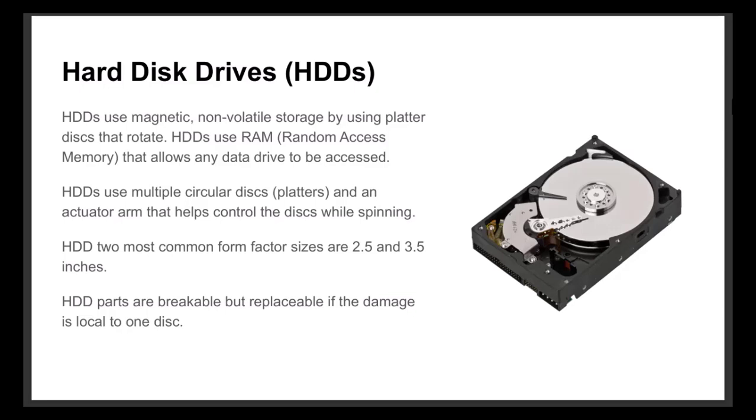There are two common form factor sizes for our hard disks. They are 2.5 and 3.5 inches. One drawback to a hard disk drive is that it is difficult to replace the parts. If we have damage occurring on our platter disks, we typically will have to replace the entire drive itself. Hard disk drives will also require cooling options, because they are known for creating large amounts of heat because of the constant rotation of the disks. So we always want to make sure we have cooling options for our hard disk drives.